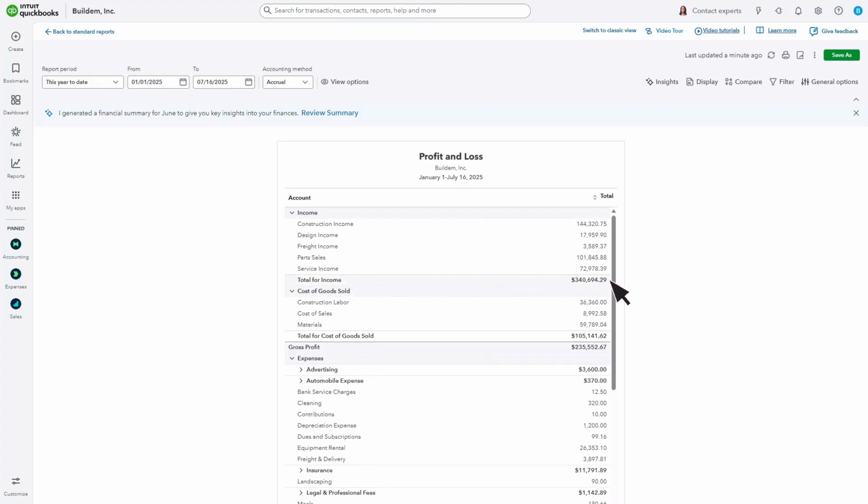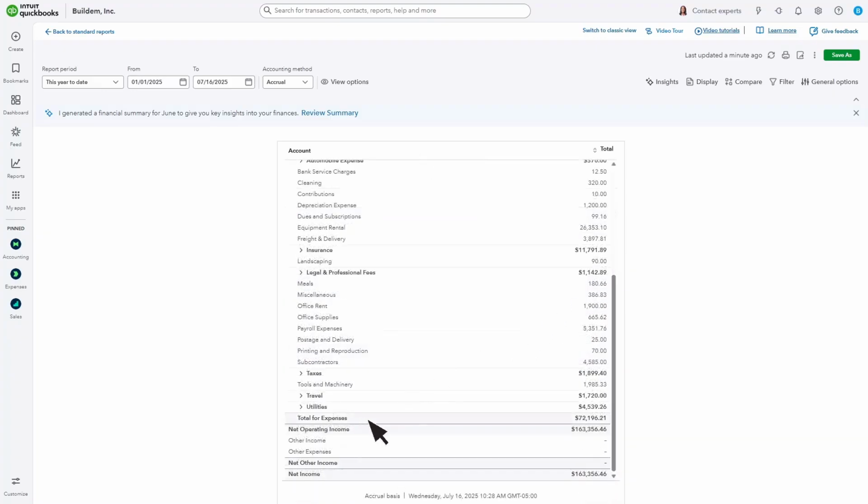The total for income is a sum of all the transactions you categorize as sales income during this period. The total for expenses is a sum of all the transactions you categorize as expenses during this period. And the office supplies total includes the stapler expense we recorded earlier. The final line subtracts all your costs of goods sold and expenses from your income to show you the net income. If you want to learn more about how to read reports in QuickBooks Online, there is a video at the end of this one with more details.